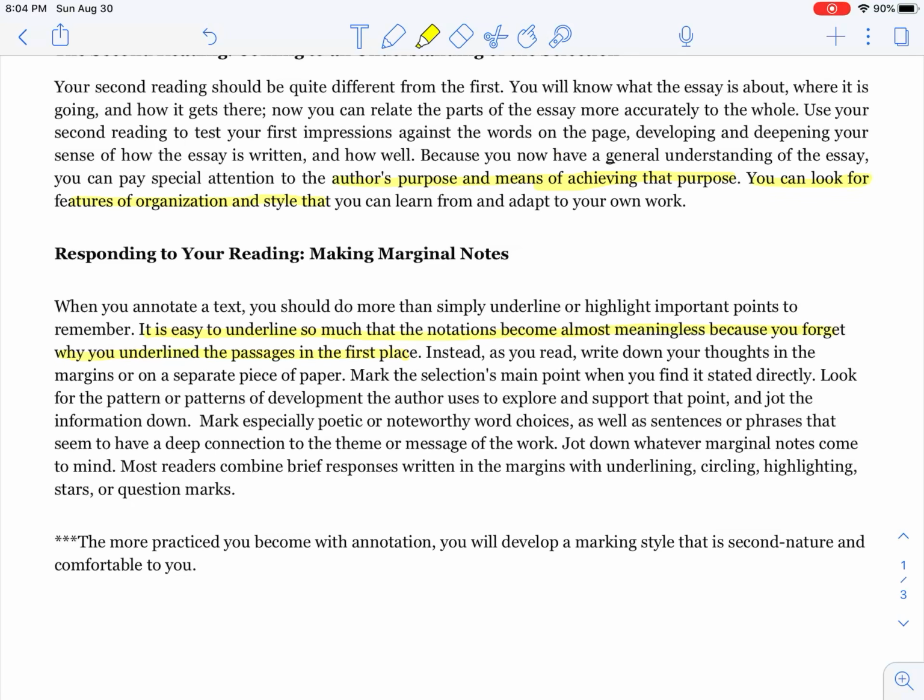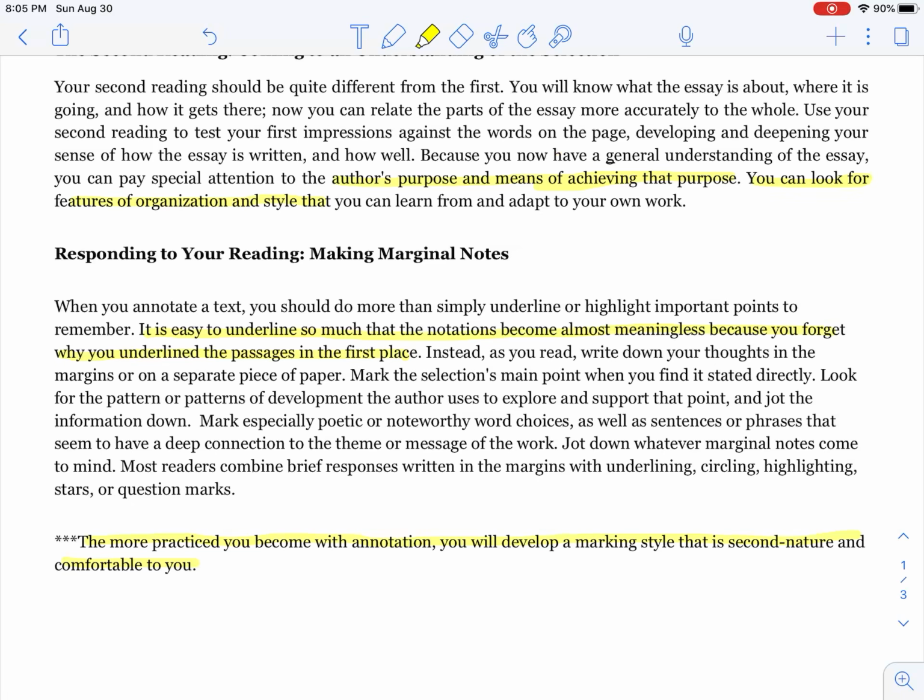And here's what I want you to know. The more practiced you become with annotation, you will develop a marking style that is second nature and comfortable to you. I used to have a teacher who said you need to put a square around unfamiliar words, and you need to put a star next to another type of word and underline this. And she had her own way that she wanted us to mark the text, but that kind of went against my grain as a reader. I had to stop and think about the way she wanted me to mark it, and it interrupted my interaction with the piece. So I am in no way going to dictate your shorthand strategy for how you mark.